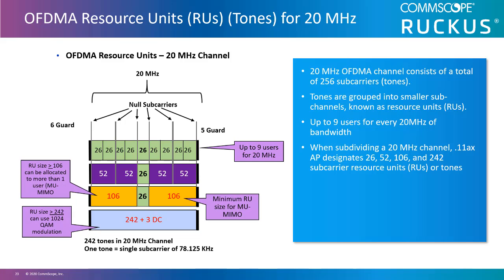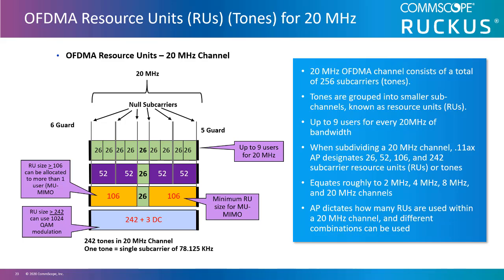For example, when subdividing a 20 MHz channel, an 802.11ax AP designates 26, 52, 106, or all the 242 subcarrier resource units, which equates to roughly 2 MHz, 4 MHz, 8 MHz, and the 20 MHz channels, respectively. An 802.11ax AP dictates how many RUs are used within a 20 MHz channel, and different combinations can be used and different sizes can be assigned to each client based on their bandwidth needs.